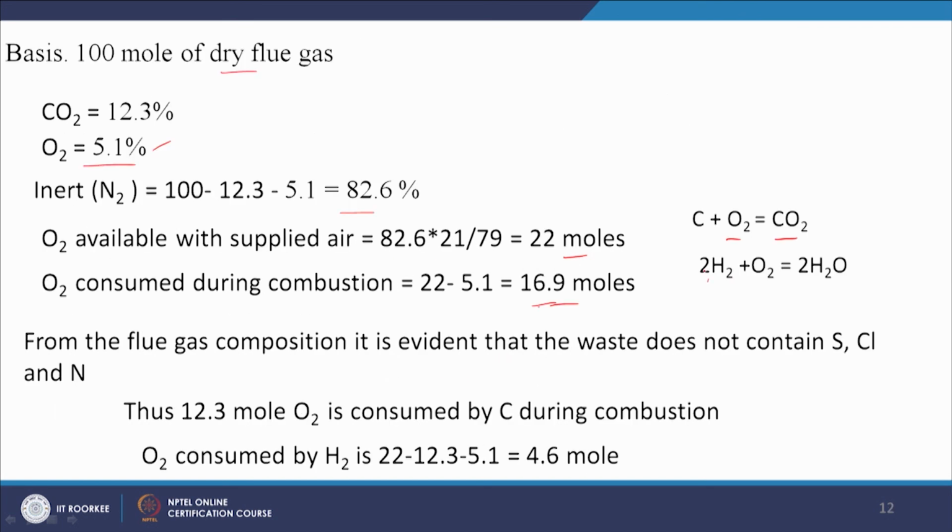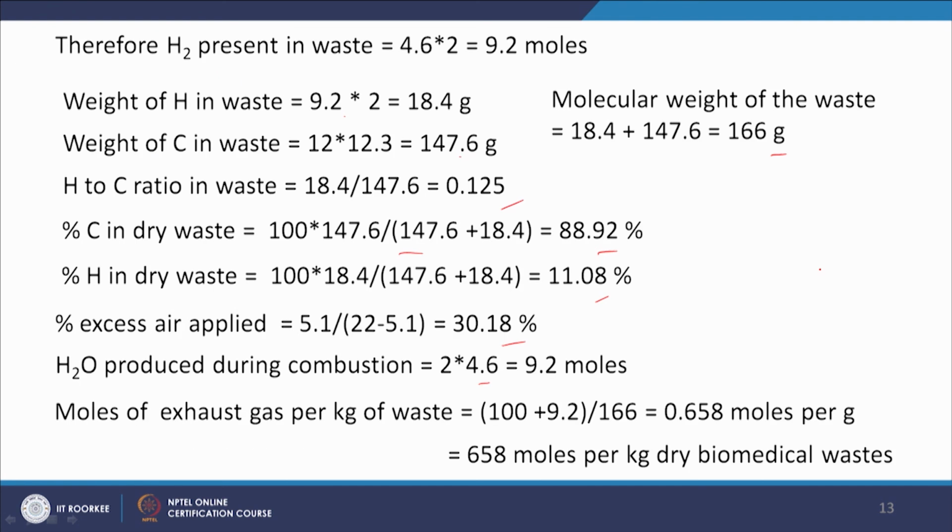H2O produced during combustion is equal to 2 into 4.6. This is the reaction: 2 moles of hydrogen giving 2 moles of H2O. So, that will be 2 into 4.6, equal to 9.2 moles. Moles of exhaust gas per kg of waste: we have taken a dry basis, so moisture we have ignored, and that will also be available in the exhaust gas. So, that is 100 plus 9.2 divided by 166, which is equal to 0.658 moles per gram, that is 658 moles per kg dry biomedical waste.